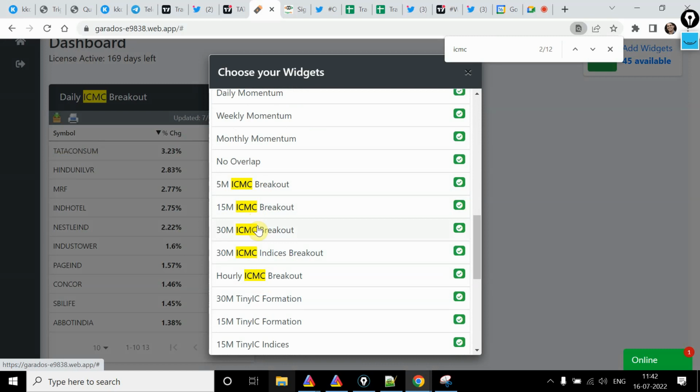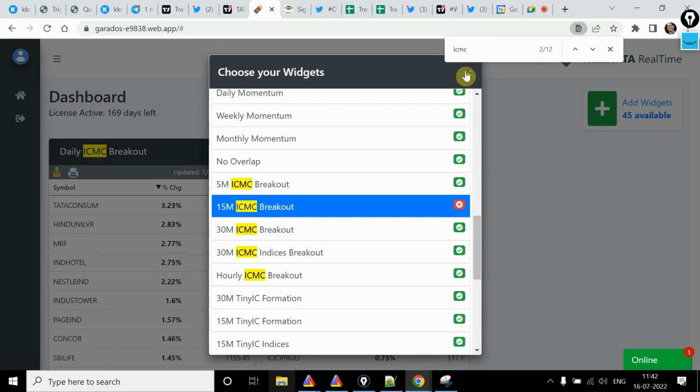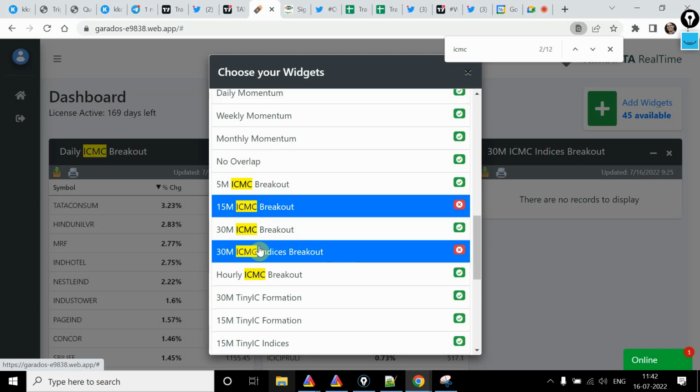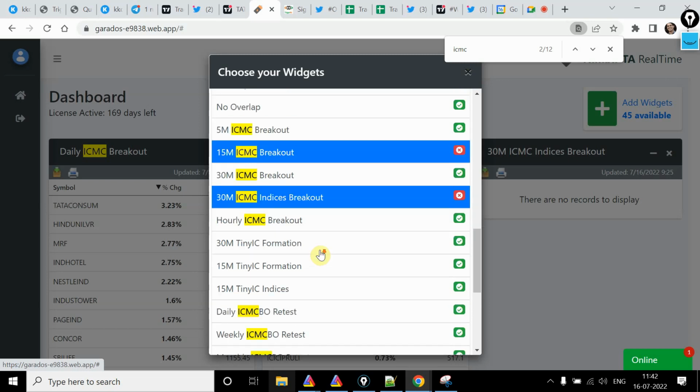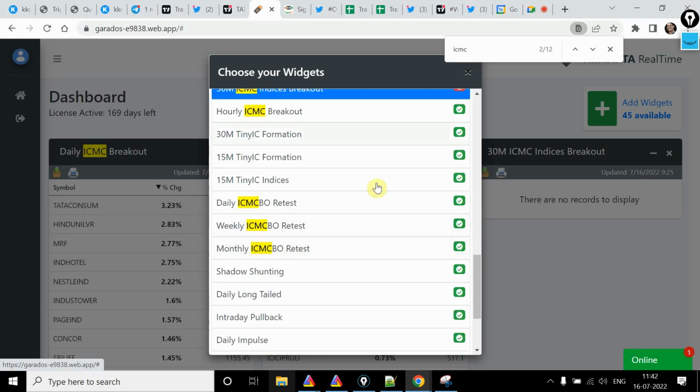So I want 15 minutes of breakout. Maybe I am at the end of the session. I want 15, 30 minutes of breakout, because maybe I want to assess which stocks could fly the next day. I am at 3:15 or 3:25 at that moment. Possible? Will Bank Nifty, Nifty, and all that also come? Yes. If we add indices over here, it will give you indices as well.